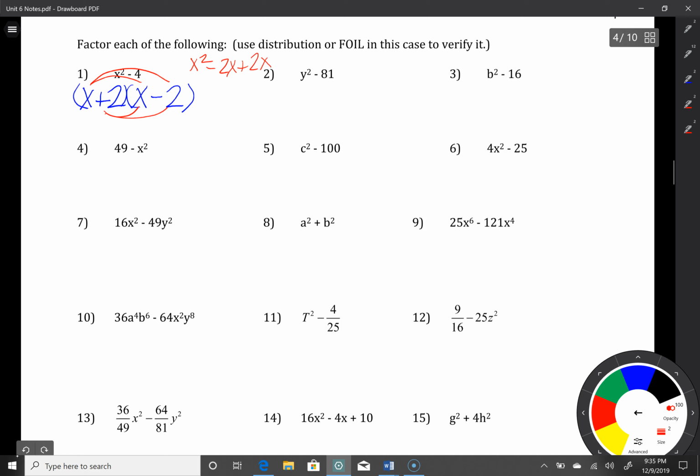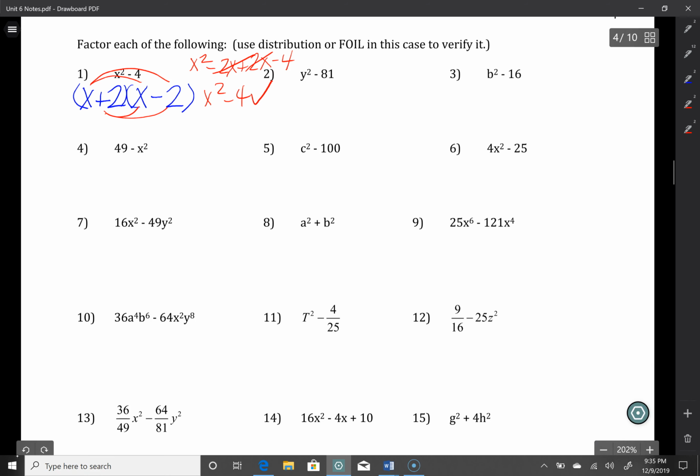So if I FOIL it back out, what I'm hoping to get is the original problem. My 2 middle terms cancel and I get x squared minus 4, which checks out to the original problem. So remember, the blue answer is my actual factored answer. I was just checking in red. It's that easy. So let's take a look at number 2.